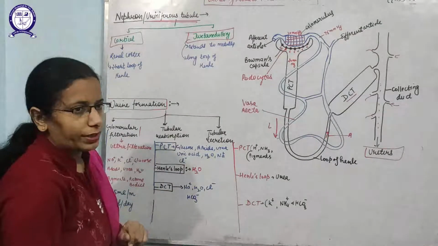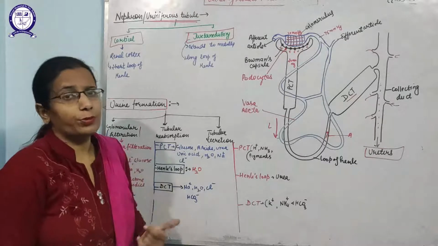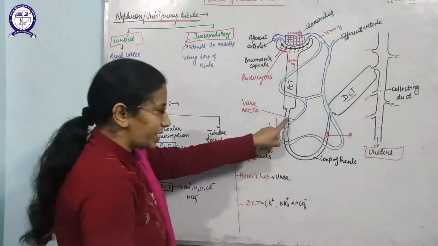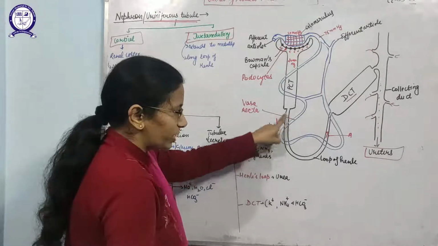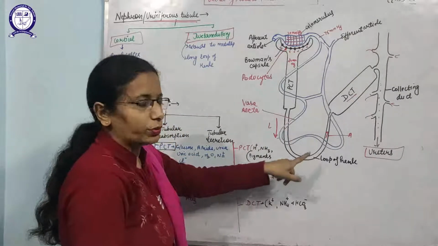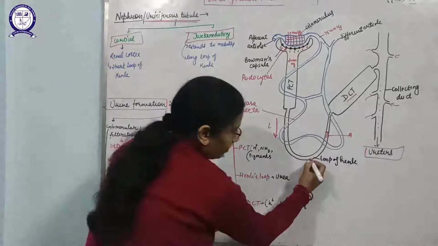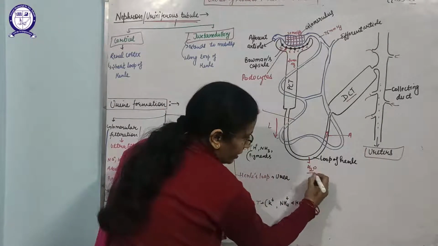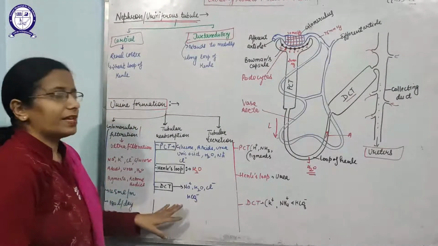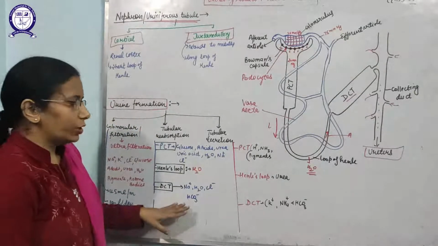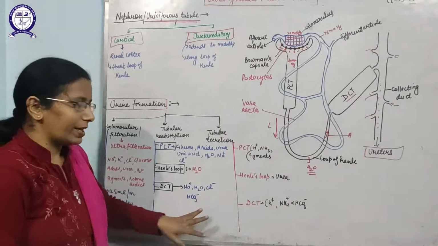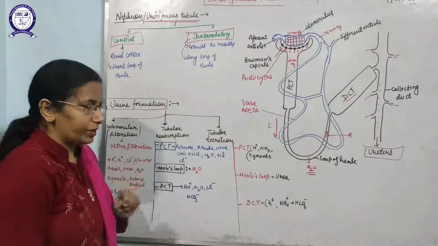Second is the loop of Henle. In the loop of Henle, only the reabsorption of water is carried out. This is the descending loop. This part is impermeable to water, and this part is only permeable for the absorption of water. So we can mention it here like this, so you can easily identify which part is permeable to water. Next is the DCT, the distal convoluted tubule. It reabsorbs sodium, water, chloride ions and bicarbonate ions from the filtrate.